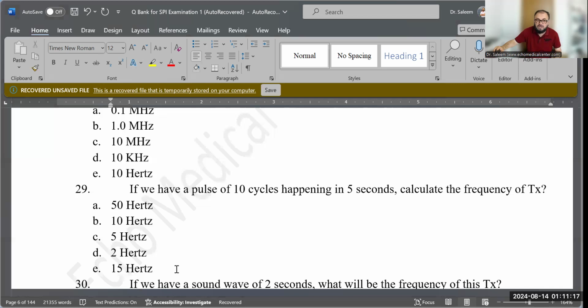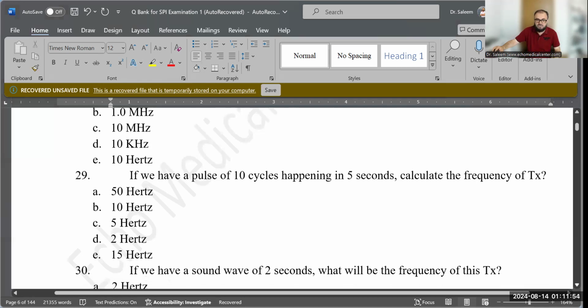You are absolutely right. Because first of all, we have to do what? We have to do this calculation first, because we want to know in 1 second, but it says in 5 seconds. So 10 divided by 5. First of all, we should know in 1 second, because that's the definition for the frequency: the number of cycles in 1 second. So first we should know in 1 second. So 10 divided by 5 will give you 2, correct? And then it's a second, so that's why it will be hertz. So that is the correct answer. D is the correct answer. Absolutely, you're right. Let's do the next question.